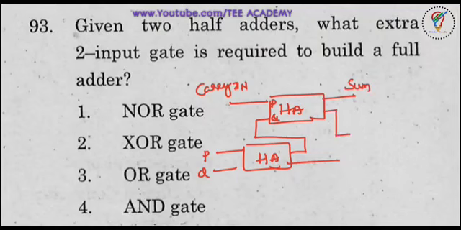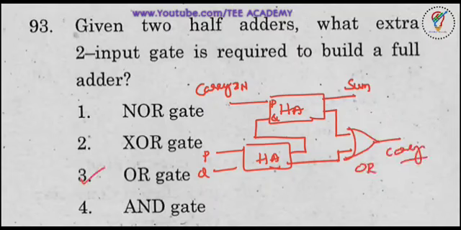and here we get the sum. Now the question is, there are two half adders. Which gate is required to make it a full adder? That is nothing but, yes, an OR gate is required. So here we finally get the carry. So an OR gate is required to make a full adder from two half adders.